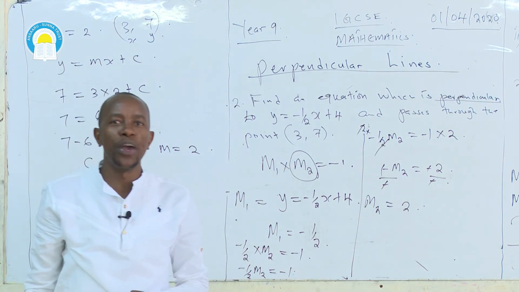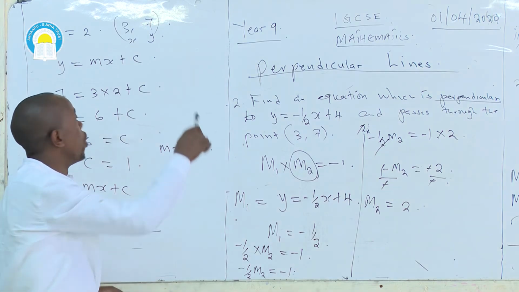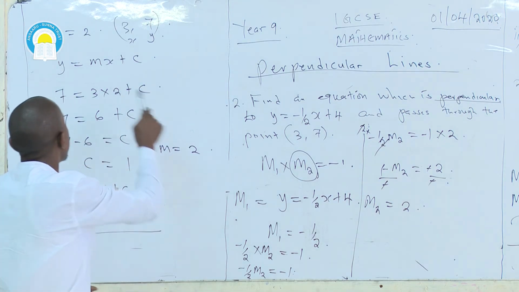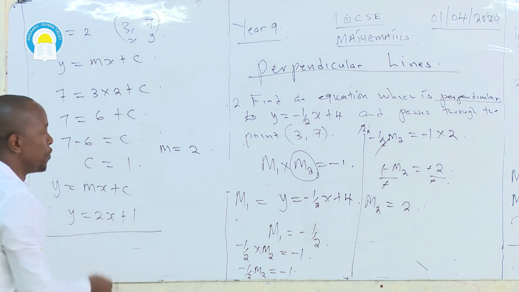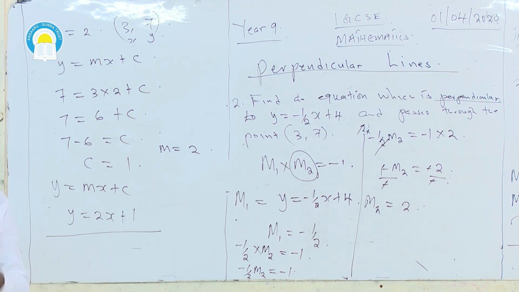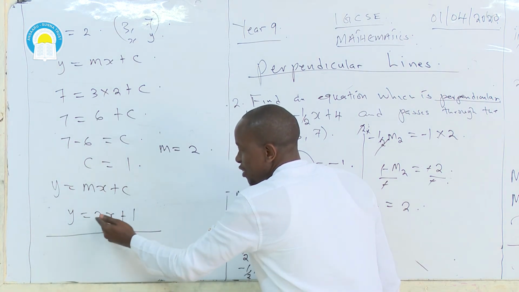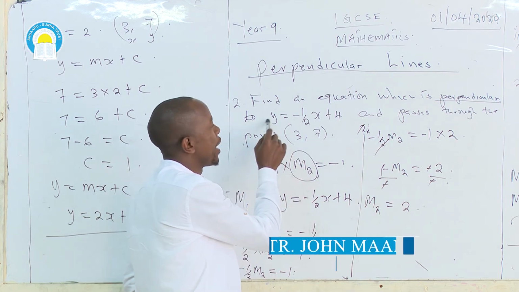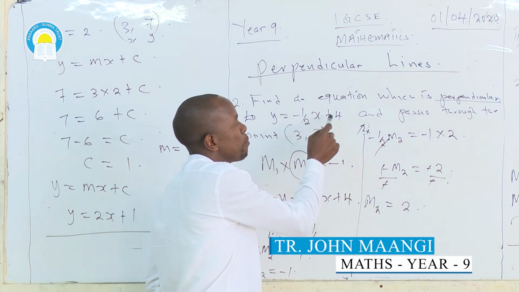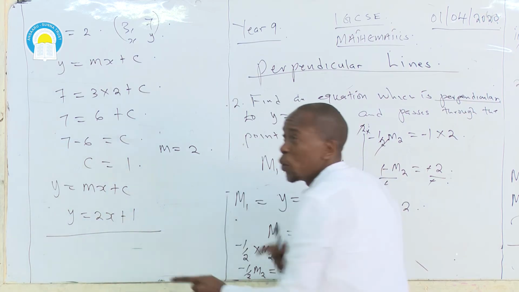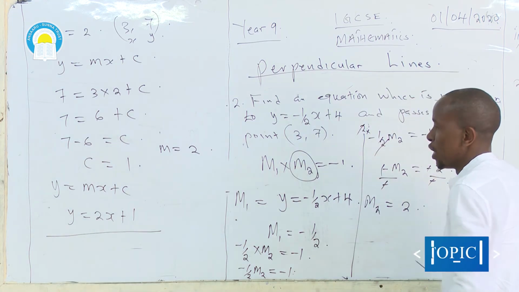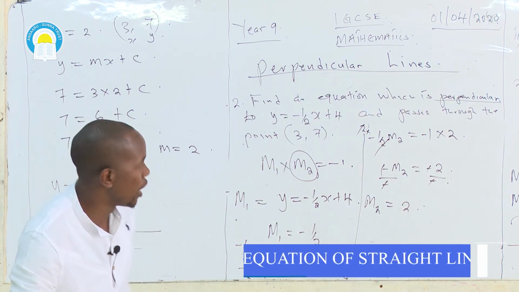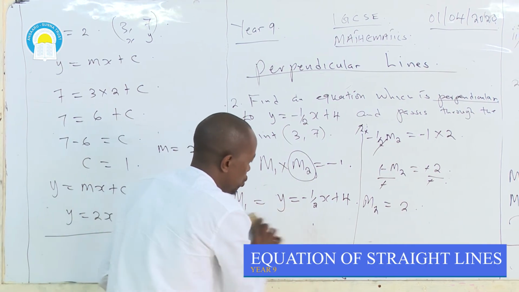We go down there where we looked at finding the equation of a straight line, given the gradient and given the point. That's what I've used to find this. Now, this is the equation. You can go ahead and prove whether they are perpendicular lines. y is equals to 2x plus 1, and the other one is y is equals to negative a half x plus 4. These are two equations which are perpendicular. For perpendicular lines, the product of their gradients is equal to negative 1. My time is out, and I beg to stop here.